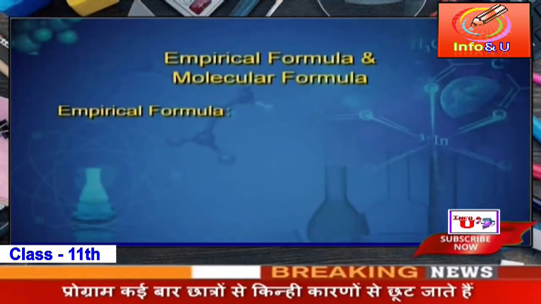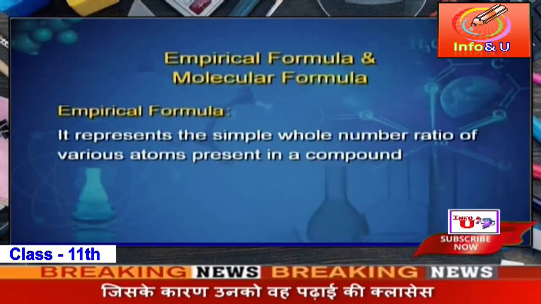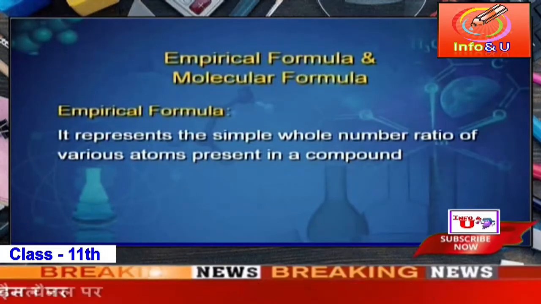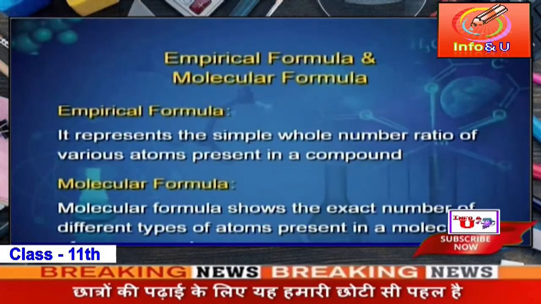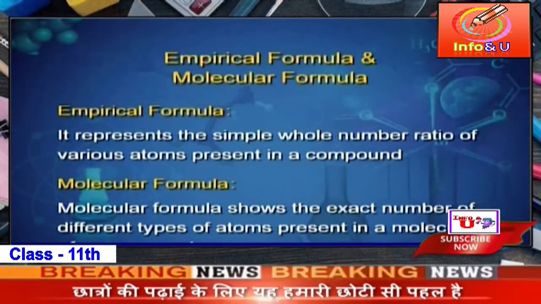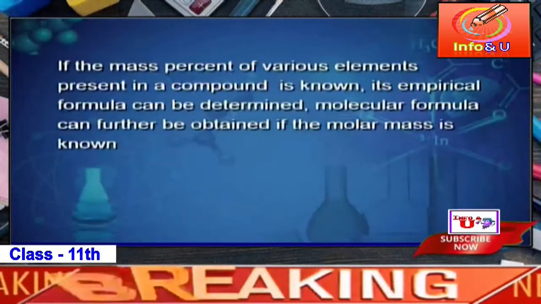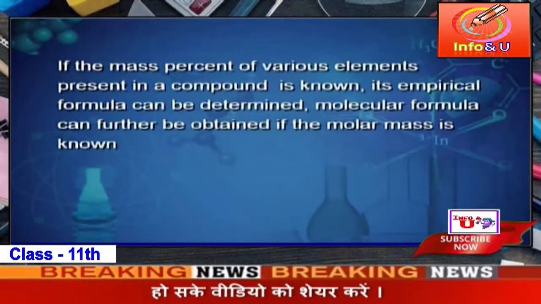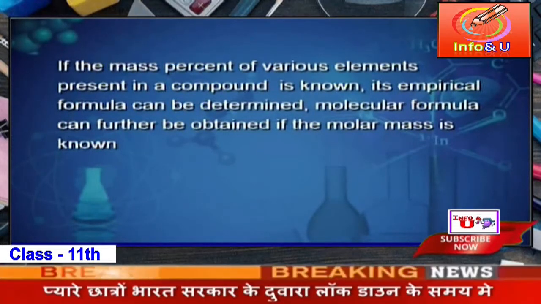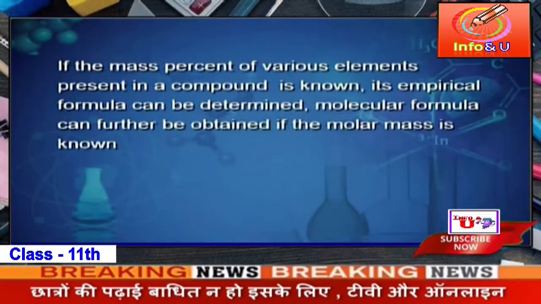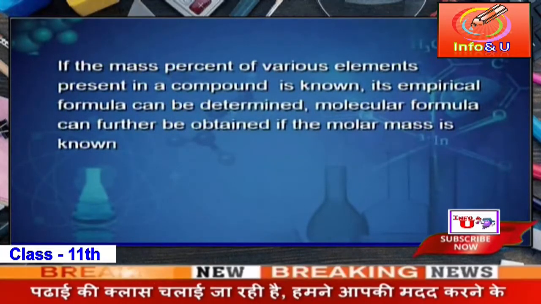Empirical formula and molecular formula. Empirical formula represents the simple whole number ratio of various atoms present in a compound. Molecular formula shows the exact number of different types of atoms present in a molecule of a compound. If the mass percent of various elements present in a compound is known, its empirical formula can be determined. Molecular formula can further be obtained if the molar mass is known.